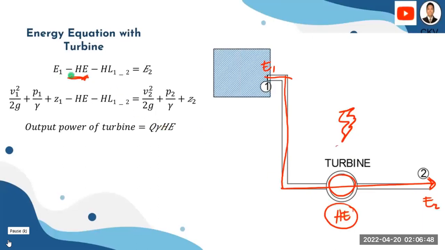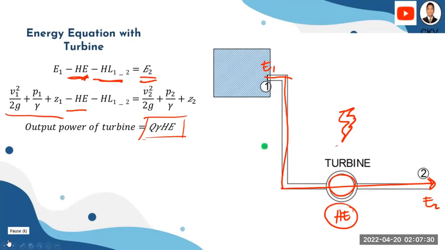Unlike in the pumps, where we increase the energy, here the energy is decreased. Minus head loss again, if we want to consider the head loss, and that will be equal to energy at point 2. So again, same solution for the energies, only that we have negative head for the turbine. For the output power of the turbine, same solution as with the pump: multiply the flow rate by the unit weight of the fluid and the head of the turbine.